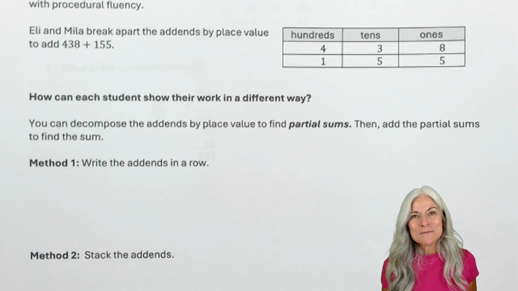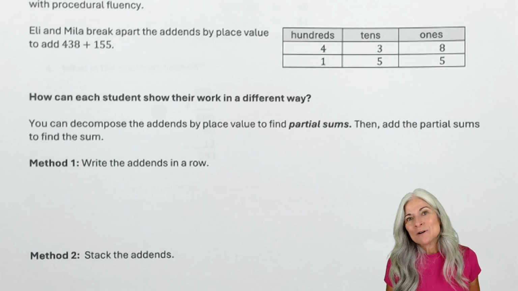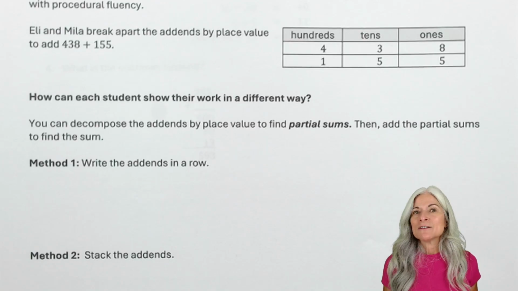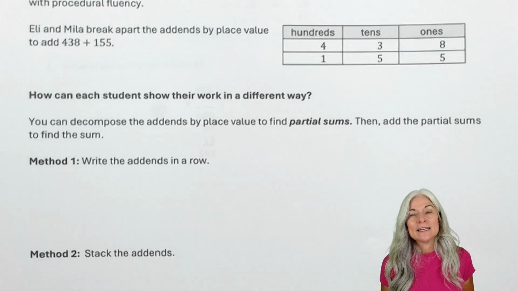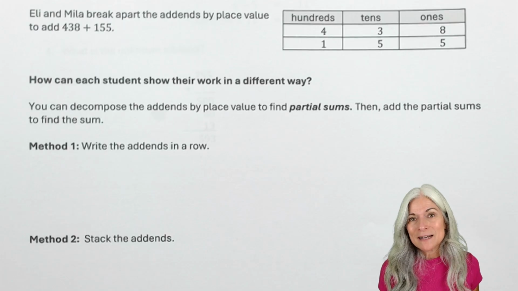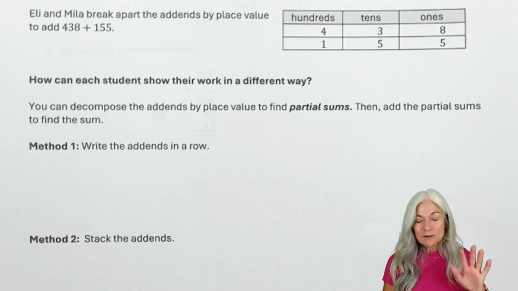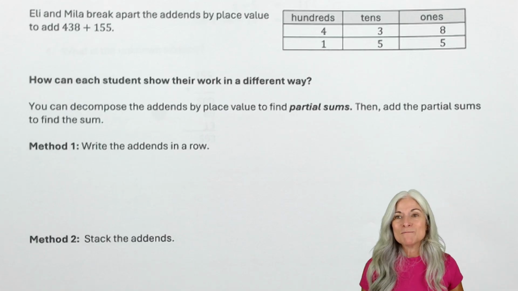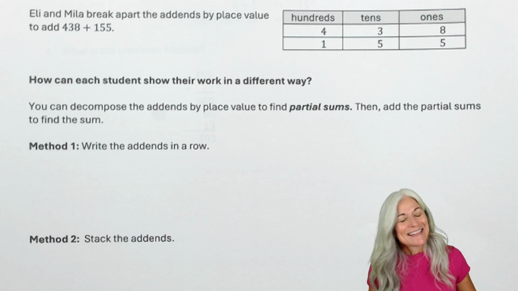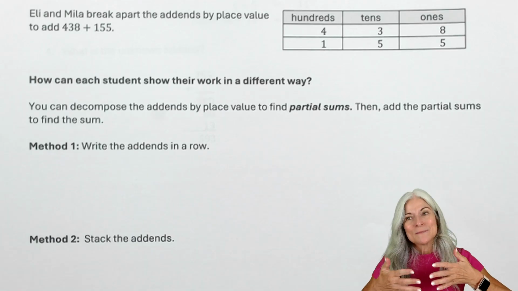So we have this problem here. Eli and Mila break apart the add-ins by place value to add 438 plus 155. How can each student show their work in a different way? Well, we can decompose, which is what they're learning about today. It's decomposing the add-ins by place value to find partial sums, and then they'll add the partial sums to find the sum.